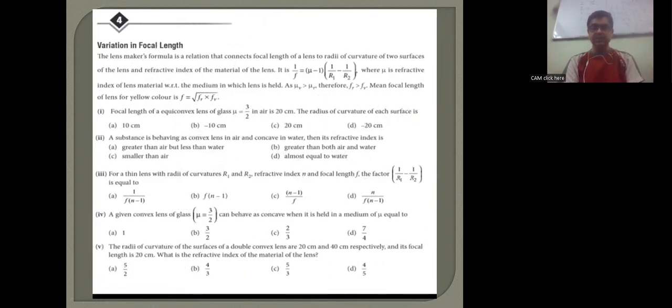A substance is behaving as a convex lens in air and concave in water. Then its refractive index will be. Friends, we must know that a lens reverses its behavior if it is put in a medium whose refractive index is more than the refractive index of the lens itself.